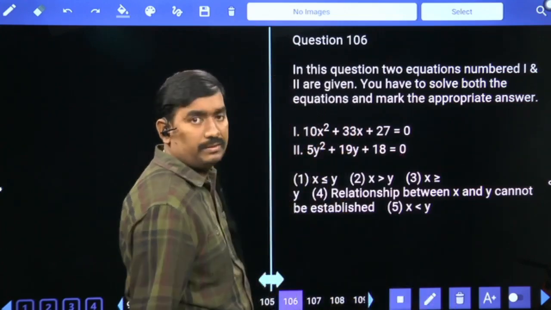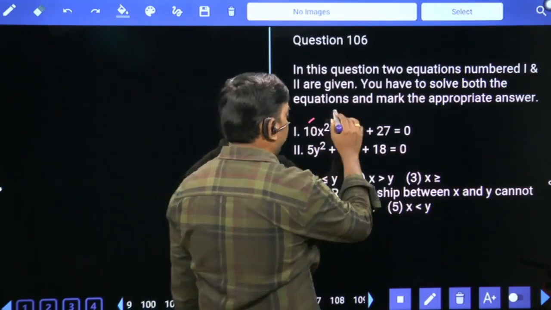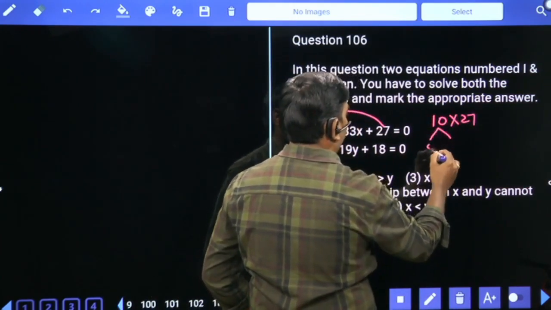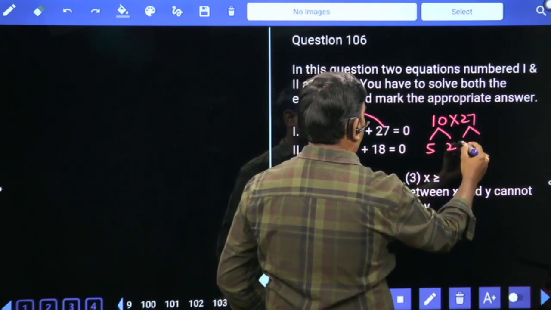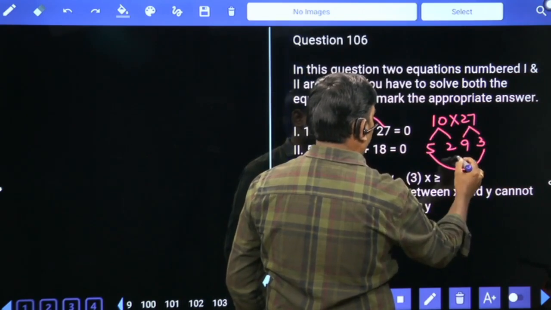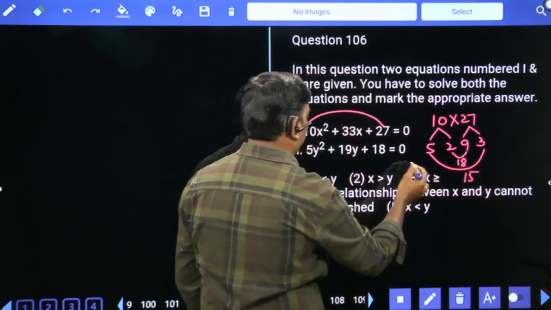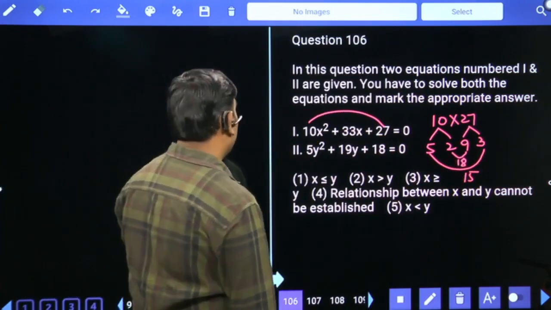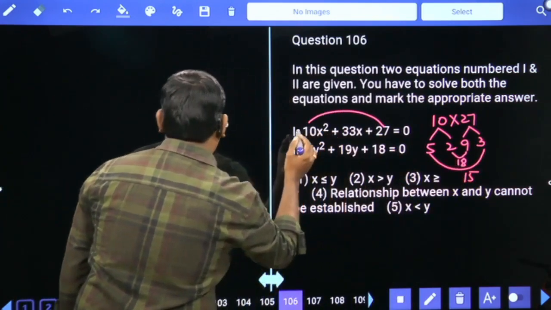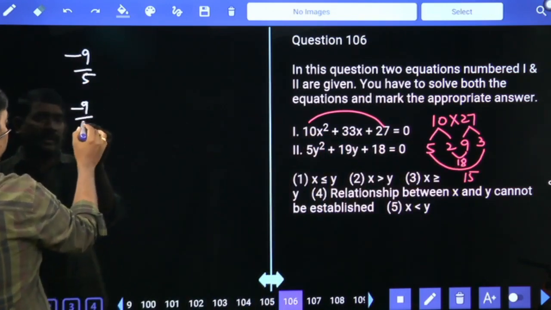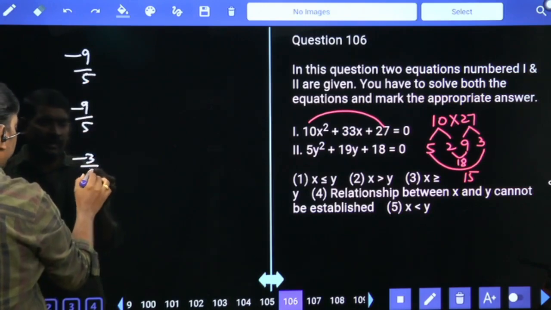Quadratic equations. 10 into 27, 5 2 times, 9 3 times, 5 3s are 15, 2 9s are 18. 18 plus 15 will give us 33. Finally minus 18 minus 15. Minus 18 by 10 means 9 by 5. Minus 15 by 10 means minus 3 by 2.